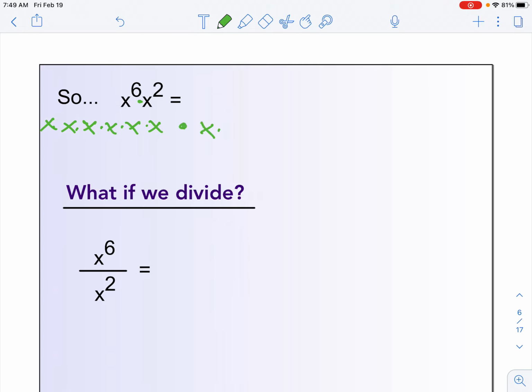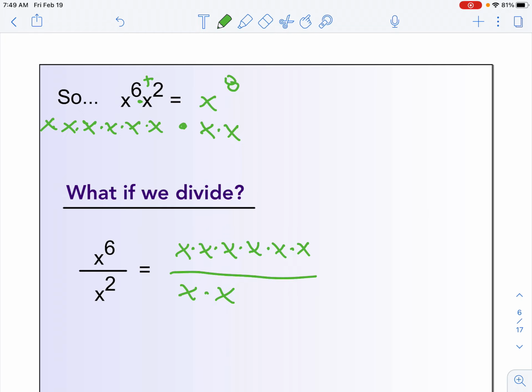And then we're multiplying it with 2 more. And so that's why we are adding those exponents together, because we have 6 plus 2 more is x to the 8th. But what if we divide? What does that really look like? Well, if you write this out, this would actually be, again, 6 x's on the top, and we'd have 2 x's on the bottom.